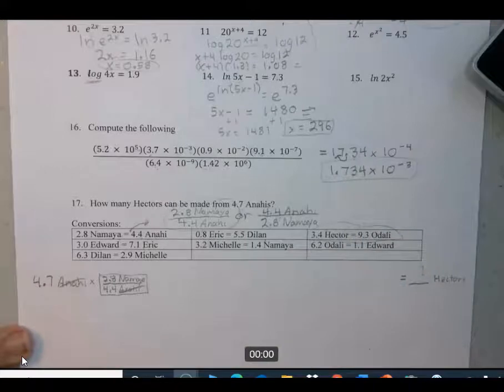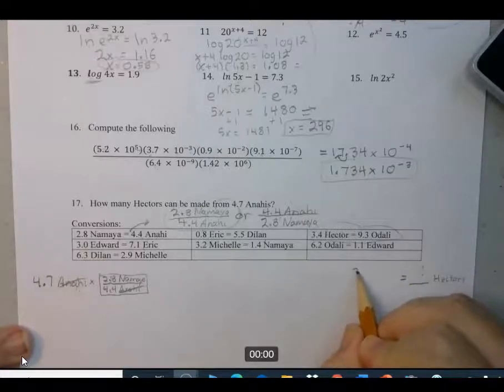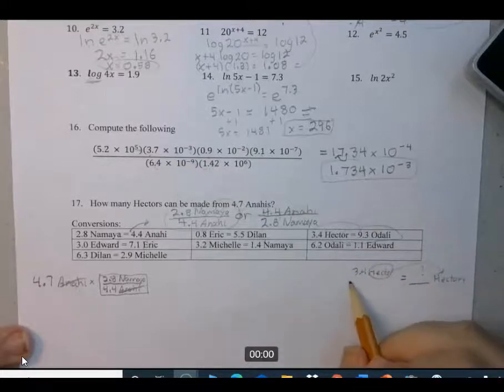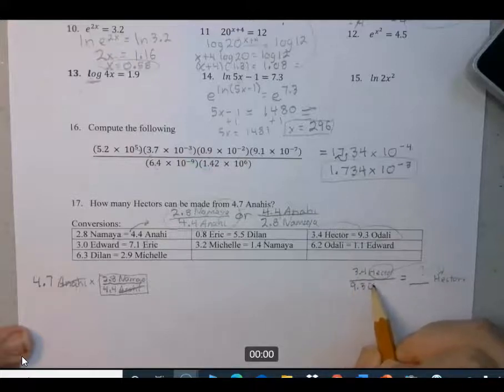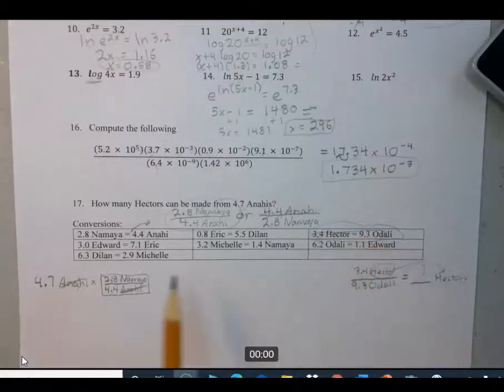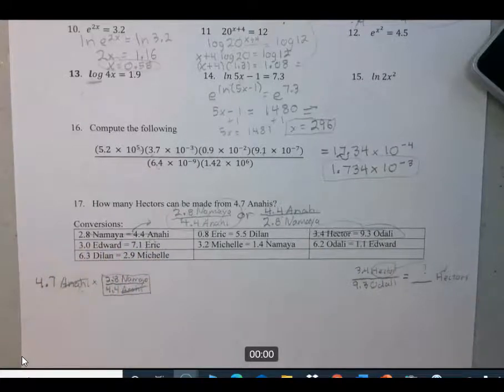So where do I want Hector? I want Hector on the top or on the bottom? I need Hector on the top. So I'm going to come over here, and I'm going to write 3.4 Hector. Hector's going to be the last man standing, so that's going to be the unit in my final answer, and that's over 9.3 Odali. Okay, so I've taken care of two. By the way, you could scratch them out once you've used them.